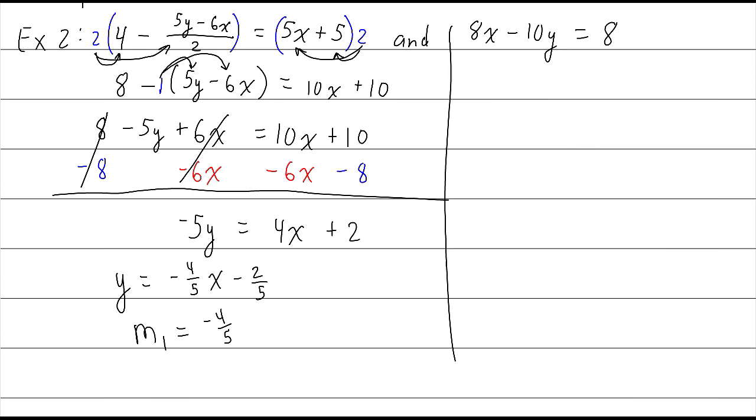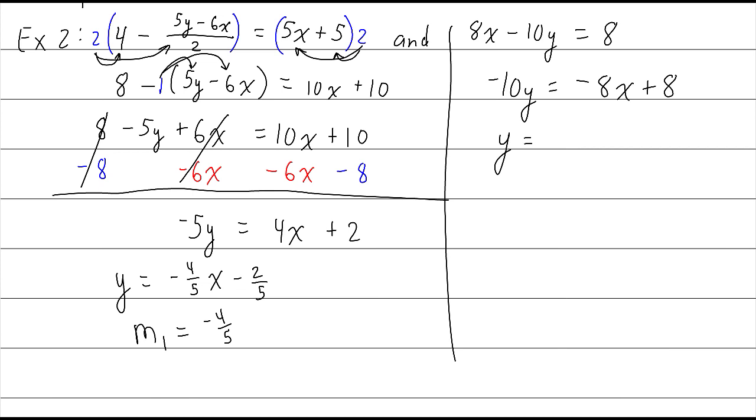All right, let's see what I have left to do on the right side here. 8x minus 10y equals 8. I'll subtract 8x from both sides. Negative 10y is equal to negative 8x plus 8, right? 8's positive, so plus 8. Then let's go through and divide everything by negative 10.